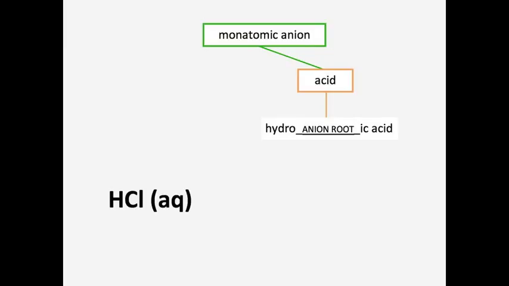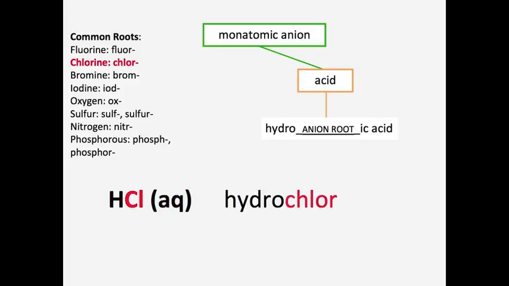HCl aqueous is one example. In order to be acidic, an ionic compound with a monatomic anion must include hydrogen and exist in the aqueous phase. Begin with the prefix hydro, list chlorine's root, chlor, and attach the suffix "ic" to it. End this with acid to name this hydrochloric acid.